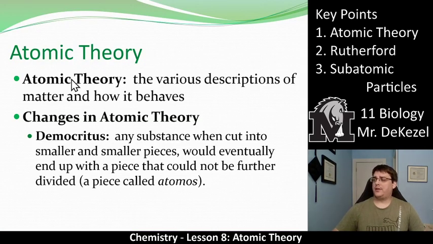So atomic theory. Atomic theory is the various descriptions of matter and how it behaves. So it is many different explanations of matter and how it behaves. It talks about what all of these elements are made of. So there have been many changes in atomic theory. And this guy, Democritus, because you can tell by his name, he lived a long time ago. He only has one name.